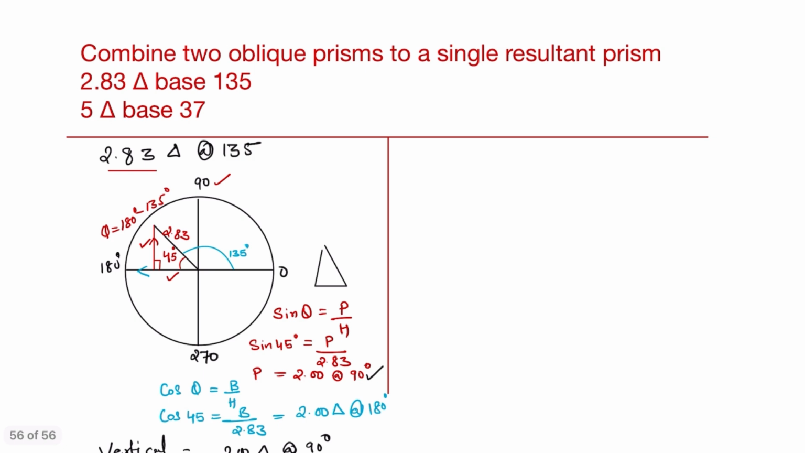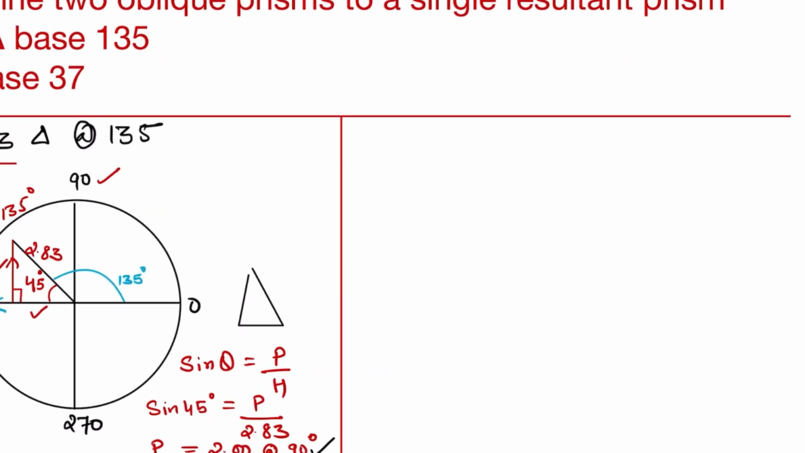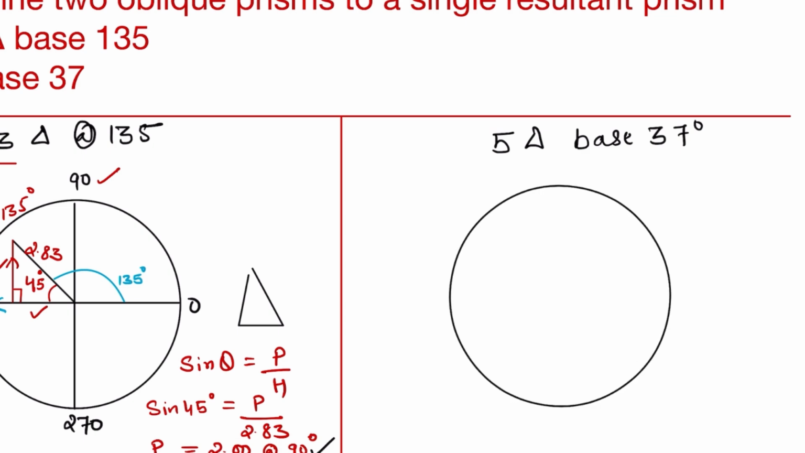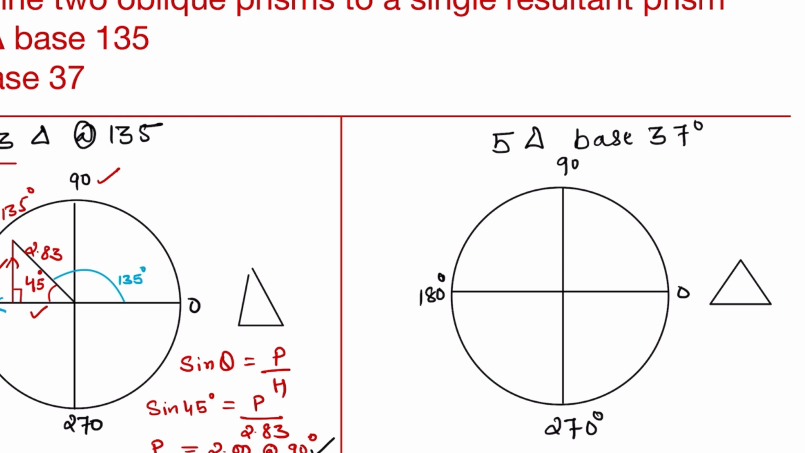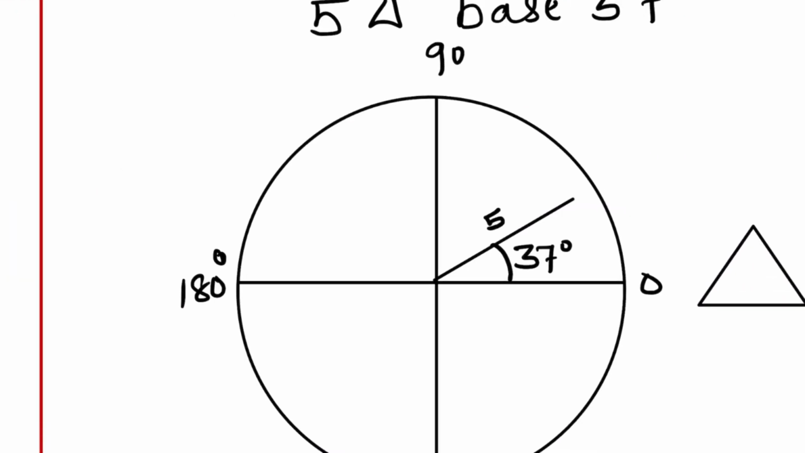So next we're gonna resolve the other prism, which is 5 prism base towards 37. So again we're gonna draw it as it is for the right eye. So nose is this side. As it is saying 5 prism diopter base towards 37 degree, this angle is 37 degree, and length of this is 5. And we need to find the perpendicular and this side, which is the base side.